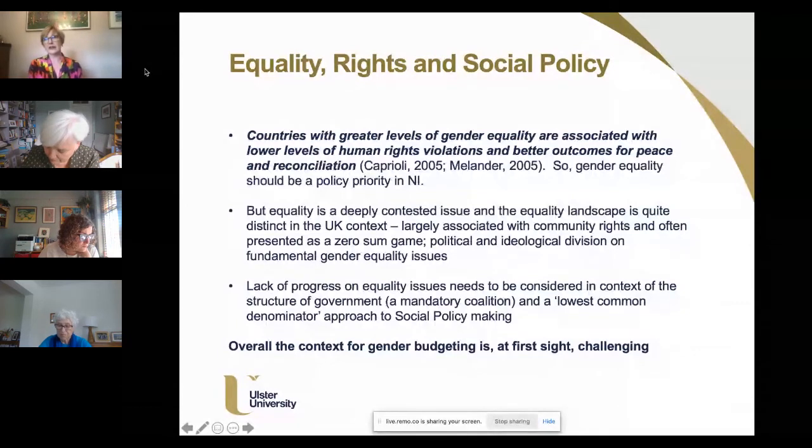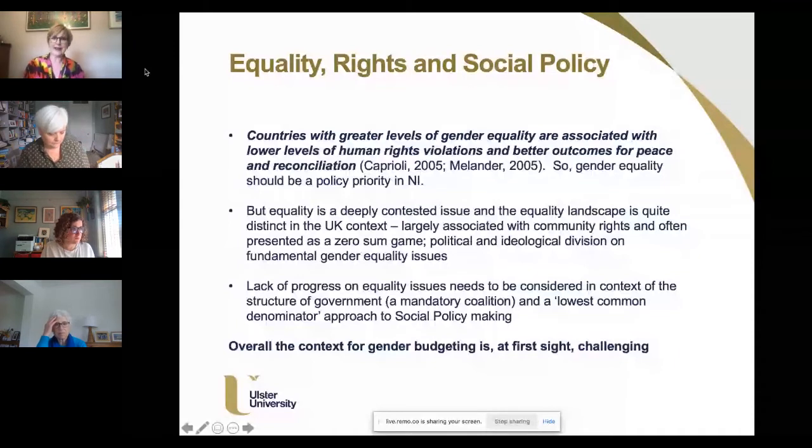And I think the lack of progress on equality has to be considered in the context of the structure of our government. It's a mandatory coalition. There have been frequent suspensions and collapses of the Assembly. And I think all of that has led to what we would call a lowest common denominator approach to social policy making. So very often policy is about what can be agreed rather than what's best.